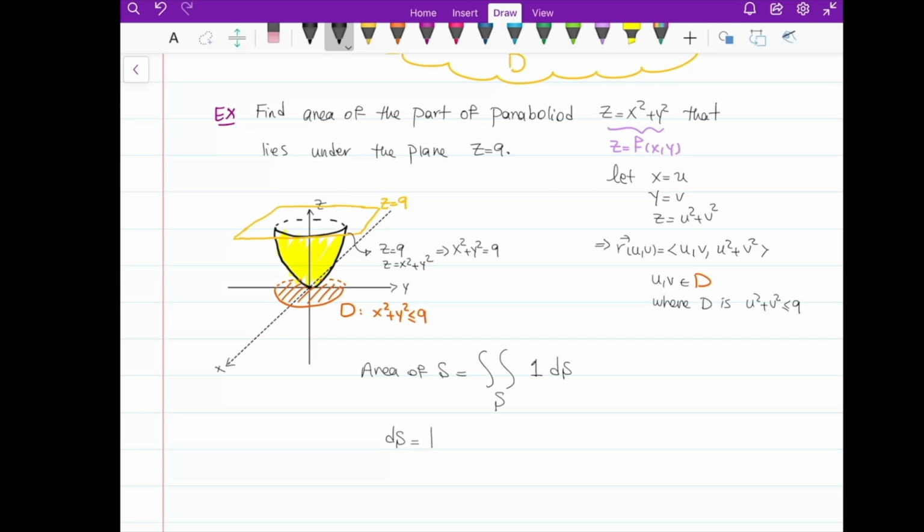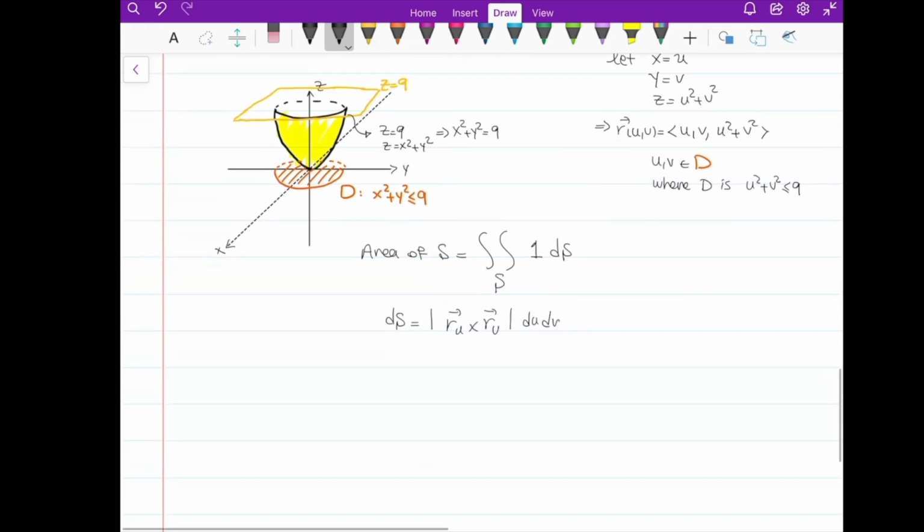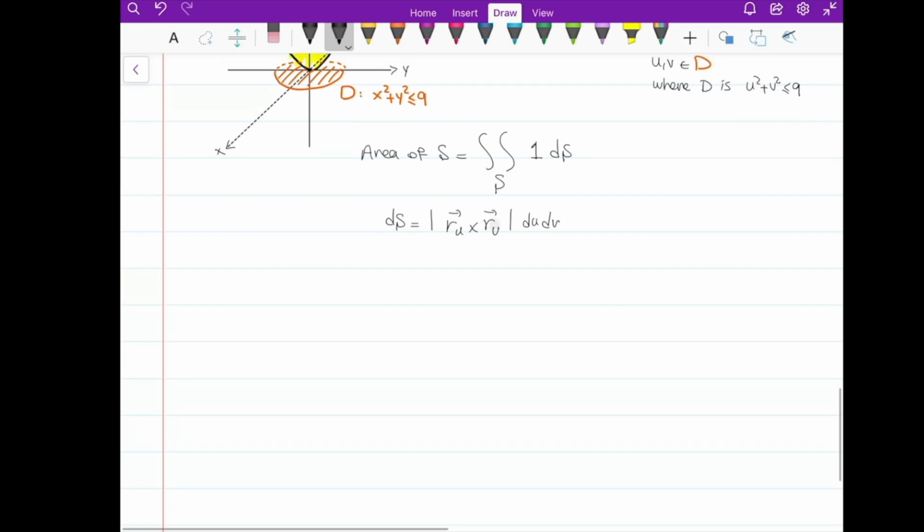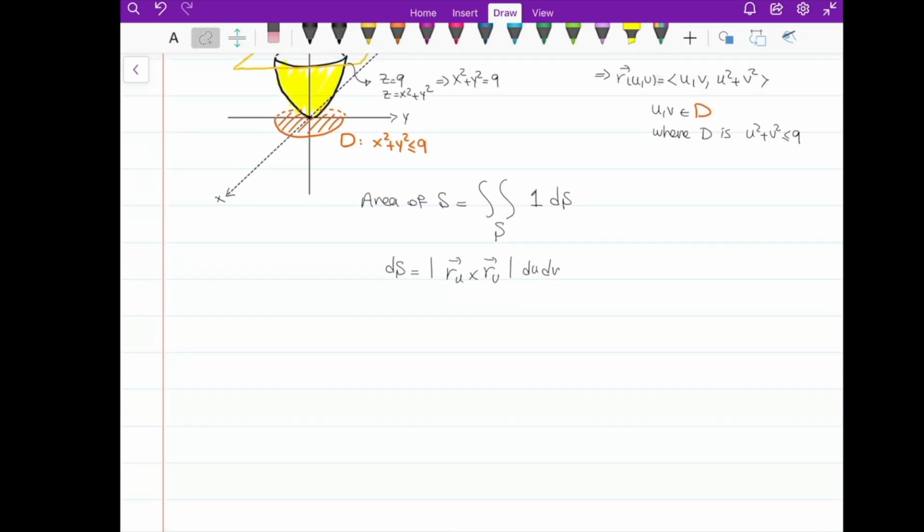dS, we said that it would be the length of the cross product of r_u with r_v and then du dv or dv du. So let's find r with respect to u and r with respect to v. Okay, that is my r. Let me highlight that. The cross product would be i, j, and k. So r with respect to u would be 1, 0, and 2u.